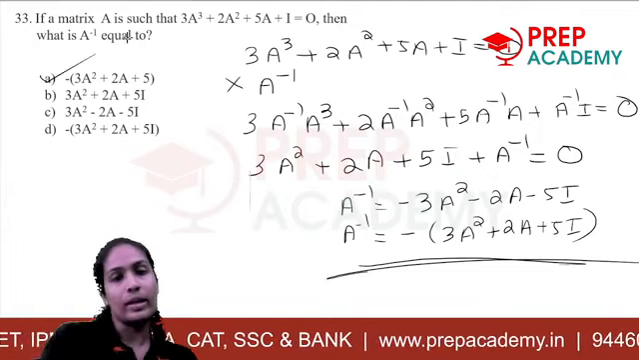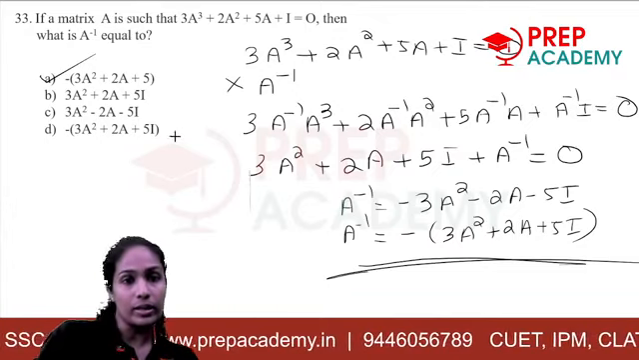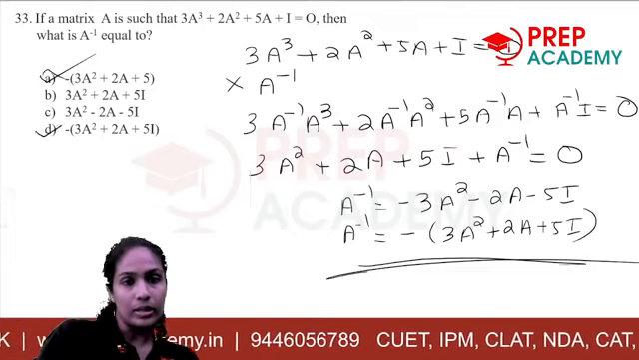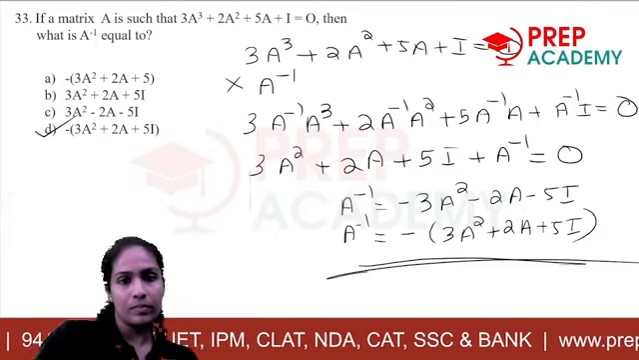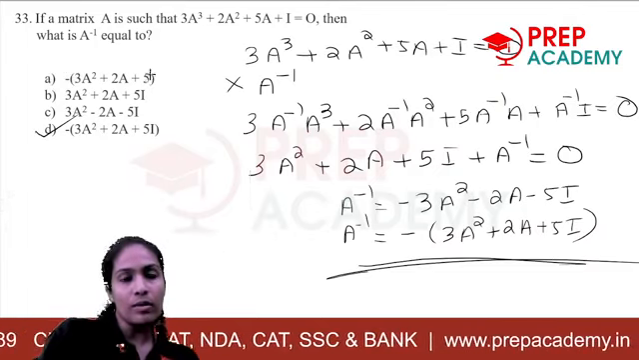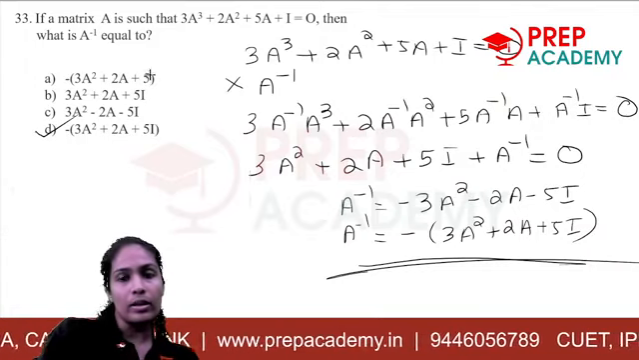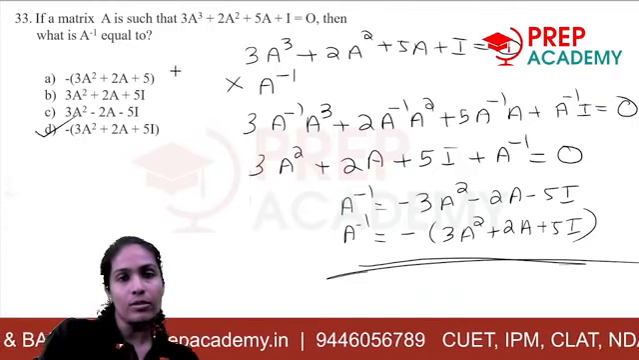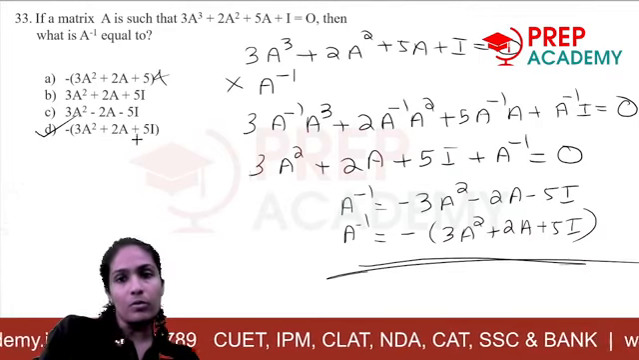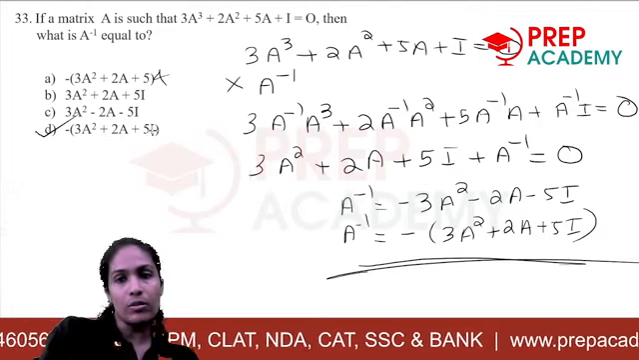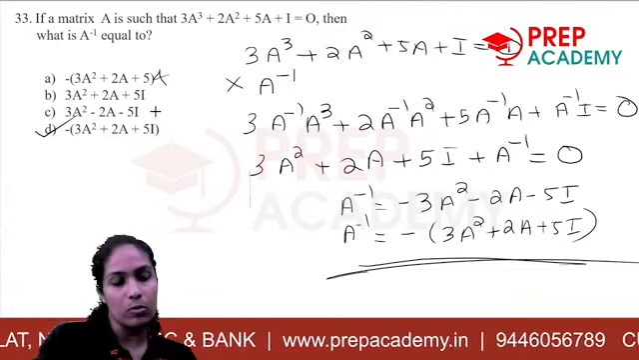Option A. The answer is option A, minus of 3A square plus 2A plus 5I. Sorry, option A is wrong because with 5 there is no identity matrix. A inverse into A is the identity matrix, so writing 5I as 5 is wrong. So A is not the correct answer. Correct answer is option D, because A inverse into A is I. So 5 into A inverse and A gives 5I. It's not 5, just 5I. So minus of 3A square plus 2A plus 5I.